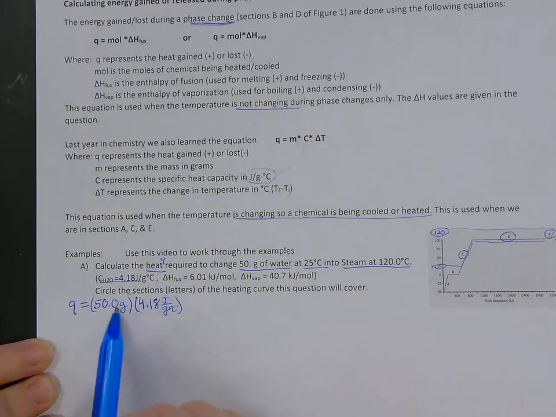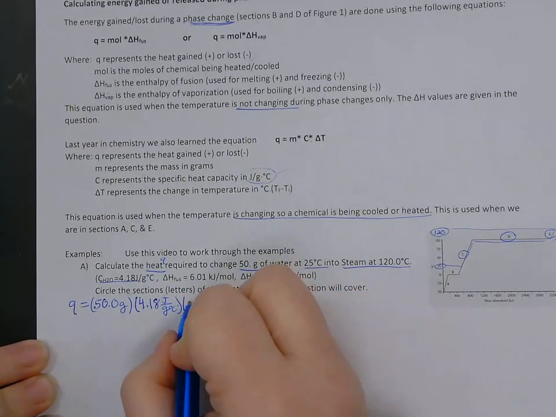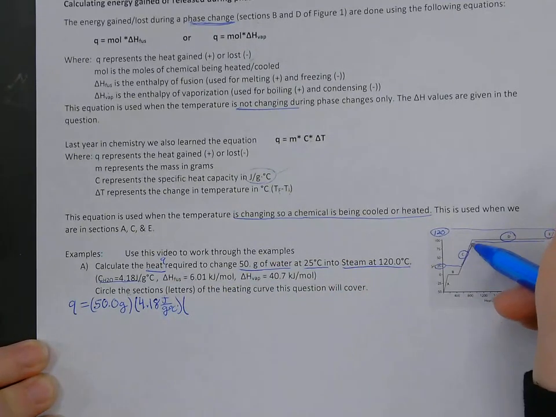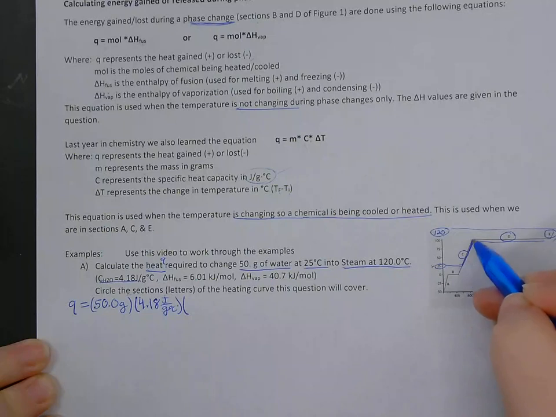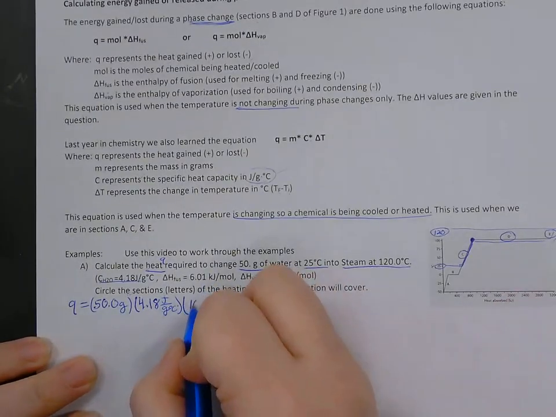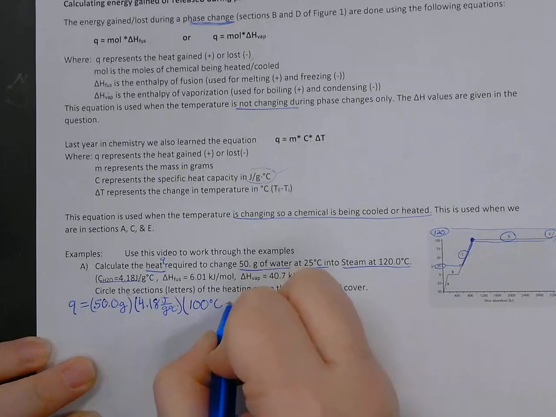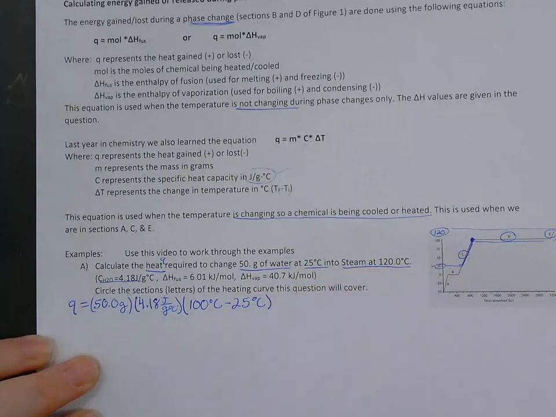So if we multiply by grams and then multiply that out, we'll get for 50 grams. And then our change in temperature. For this section alone, we go from 25 to 100 because that's when we hit that boiling point. So that's going to be that first change in temperature. So our delta T is going to be our final temperature, which is 100 degrees Celsius, minus our starting, which is 25 degrees Celsius. Okay? So just for that section, not the whole thing overall.